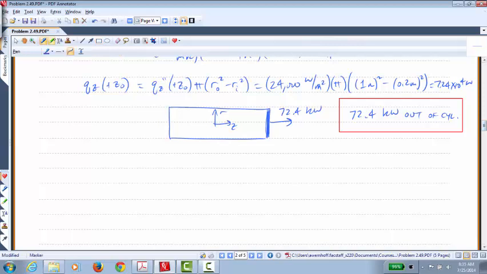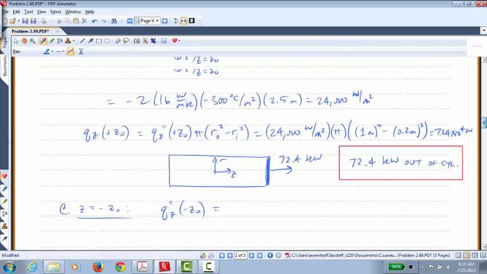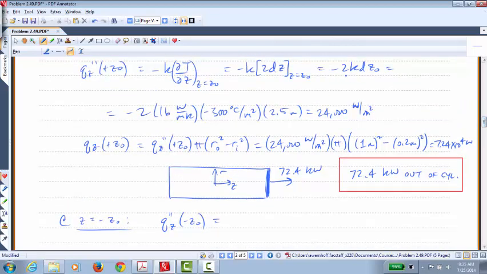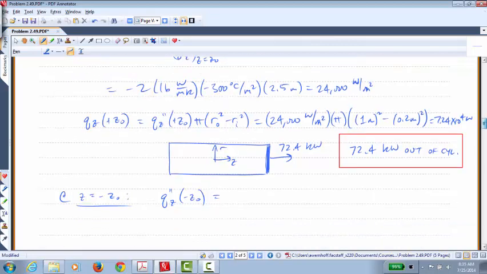Now we can do the same thing at z equals minus Z0. Very similar to what we have up above, right? Because it's just going to be still minus 2kd, and then instead of at Z0, it's going to be at minus Z0. So you get the same result. You get 24,000 watts per square meter, except you have an additional negative sign. So this ends up being minus 24,000 watts per square meter. And along the same lines, Q sub Z at minus Z0 is going to give you the same number, except it's going to be negative. So it's going to be minus 72.4 kilowatts.